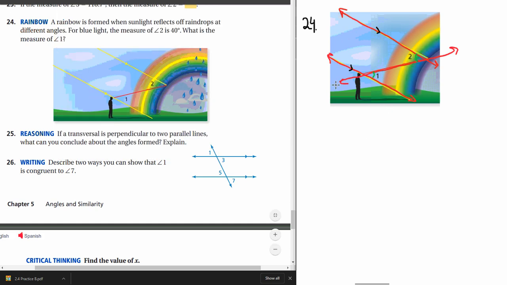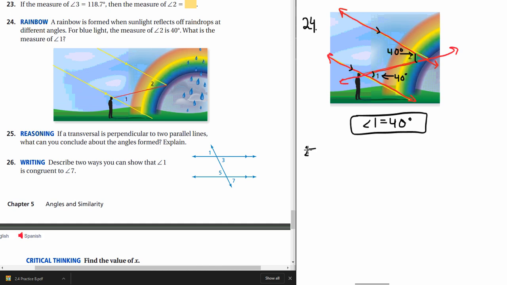All right, so on 24, if angle 2 is 40 degrees, what's the measure of angle 1? Well, they're congruent, so angle 1 is also 40 degrees. So the answer, the measure of angle 1, I'll just put angle 1 equals 40 degrees.